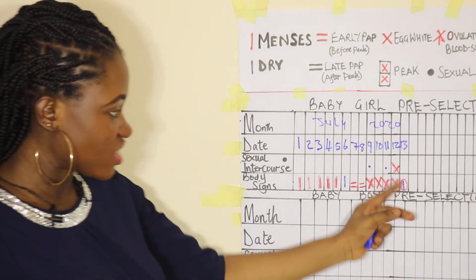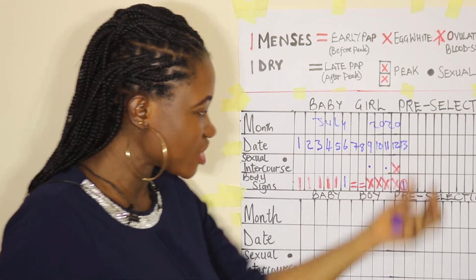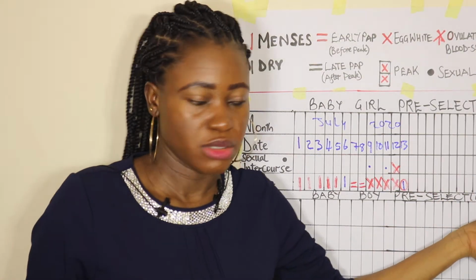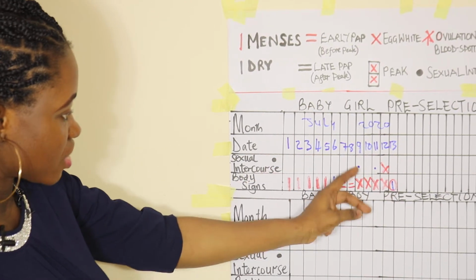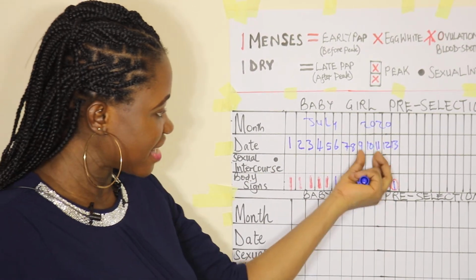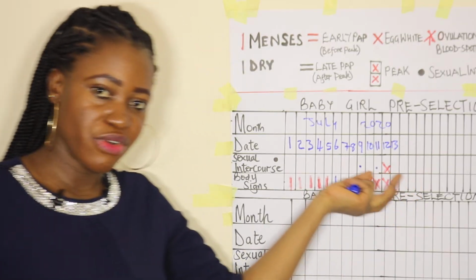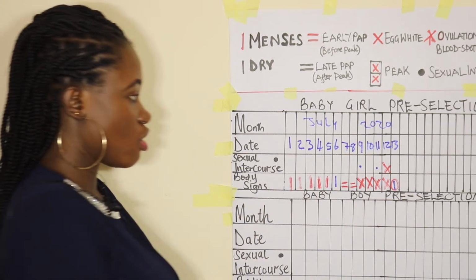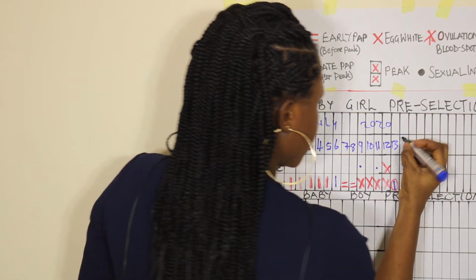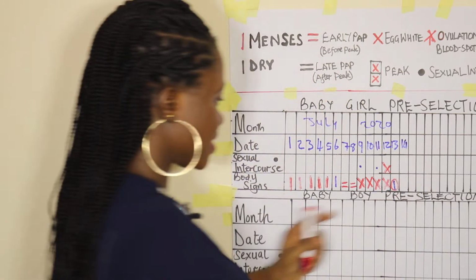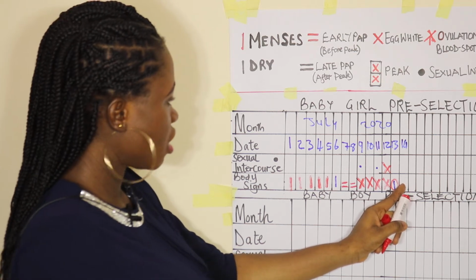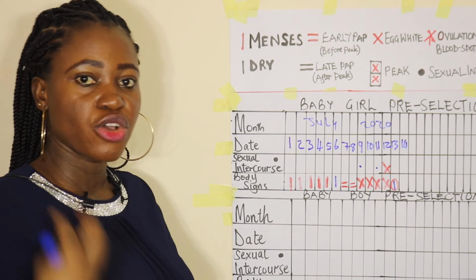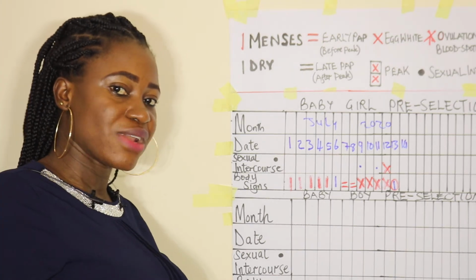So this lady that is trying to select the sex of her baby, her sexual intercourse has ended here, but we are going to continue charting. Her last day of sexual intercourse was on cycle day 11, a day before her ovulation, because she wants a baby girl. So on her cycle day 14, she saw her late pap, which is either watery discharge or thick discharge that comes out like pap.